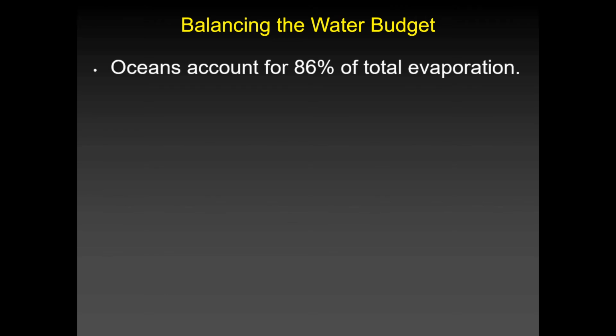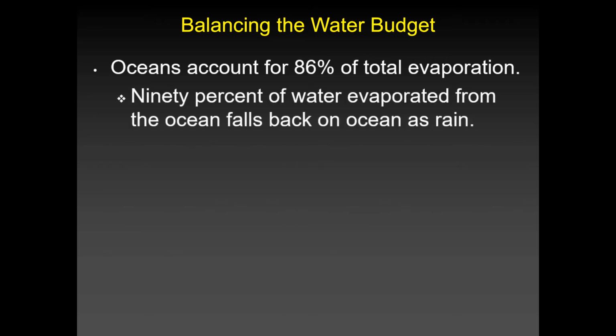Balancing the water budget. Oceans account for 86% of total evaporation. 90% of water evaporated from the ocean falls back on the oceans as it rains. This is just because the oceans take up a large amount of the surface area.